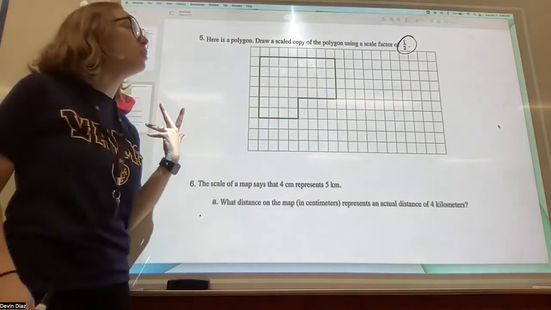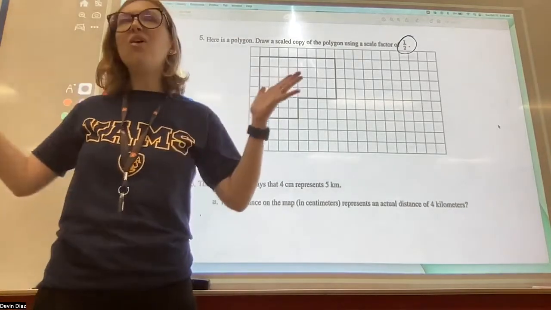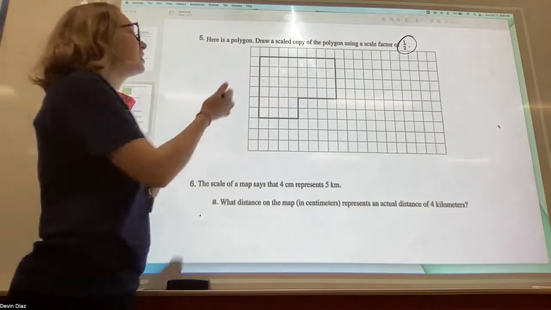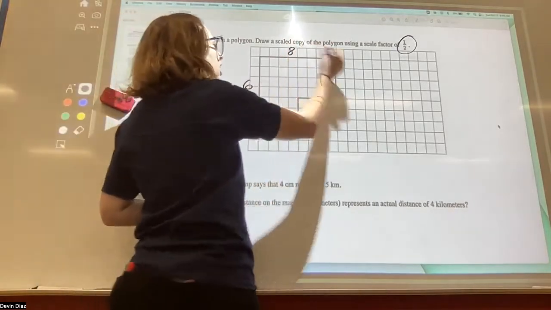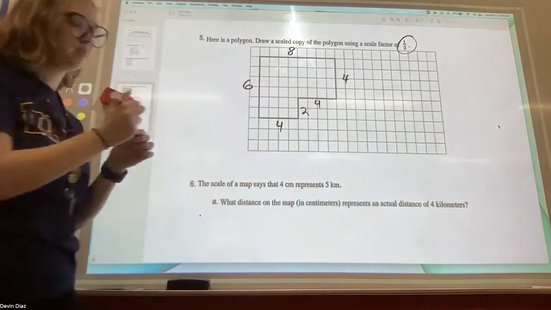I never got an allowance, but would you rather get one whole allowance or 1/2 allowance? Whole allowance, because half is less, right? All we have to do is count the sides. 6, 8, 4, 4, 2, 4.